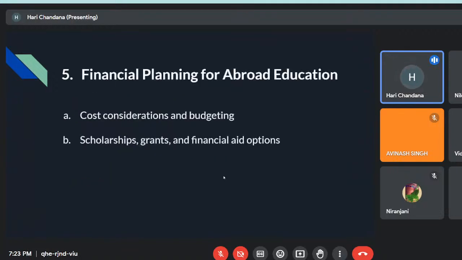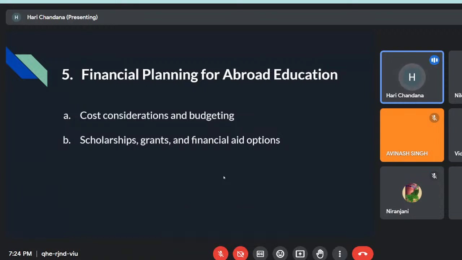Next, after choosing the right destination, after choosing your interested country to study for masters or some post graduation, financial planning is important. So, cost considerations and budgeting, scholarships, grants, and financial aid options. You should take into account the tuition fees, accommodation expenses, living costs, travel, and personal expenses. So, you should always plan your finances in advance. We have several options here.